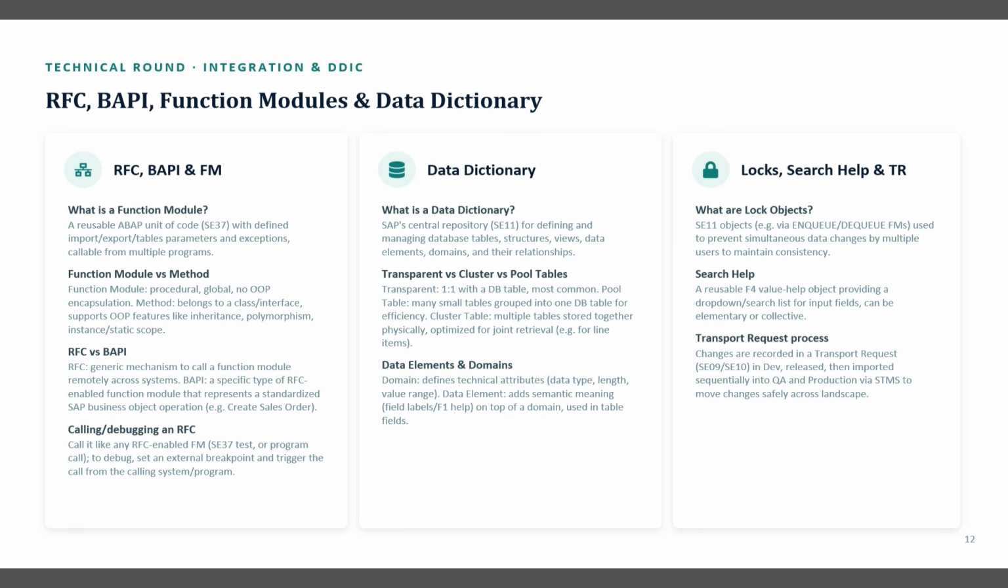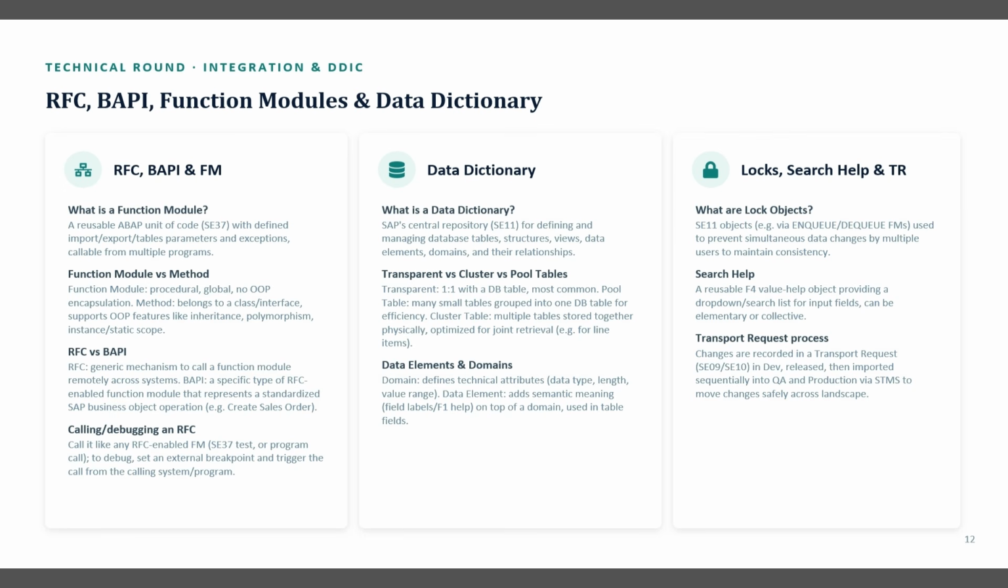BAPI is a specific type of RFC-enabled function module that represents a standardized SAP business object operation like creating a sales order. In the data dictionary, know your transparent, cluster, and pool tables. Transparent tables map one-to-one with a database table. Pool tables group several small tables together for efficiency, and cluster tables store multiple tables together physically for joint retrieval.